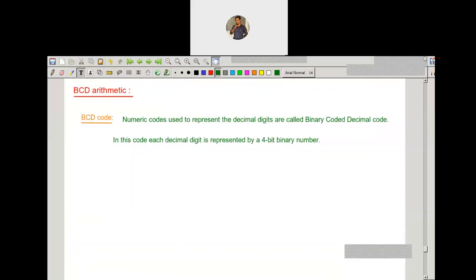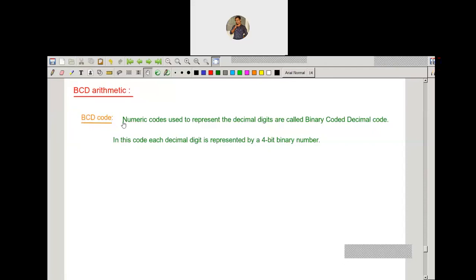Okay, well done. So today's topic is BCD arithmetic. Before going into the arithmetic of BCD, let's know what is meant by BCD code. You can observe the BCD code on the screen.